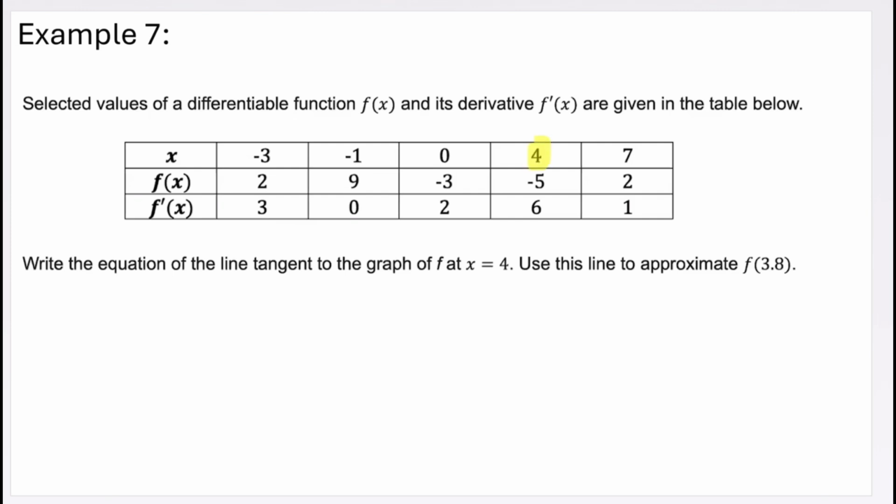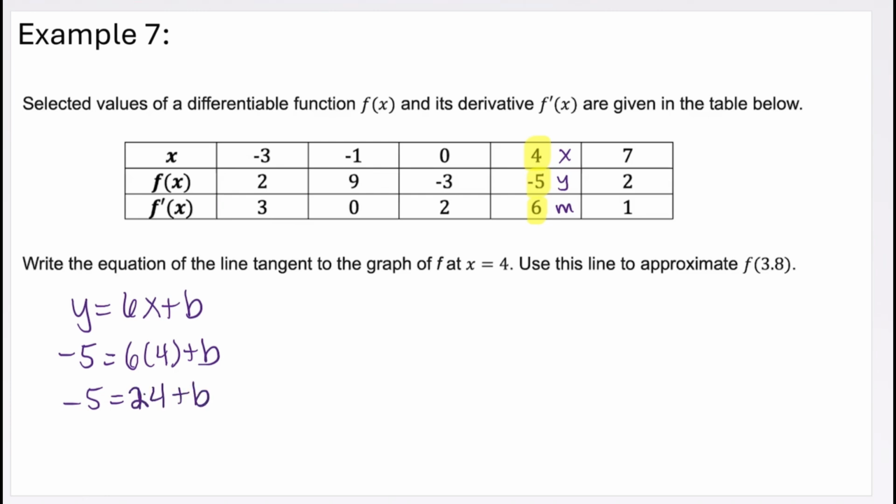At 4, our output, our y is -5. And our slope is going to be 6. So this is our x, this is our y, this is our slope. So we're going to go ahead and write our equation. So I'm going to have y equals 6x plus b. My y is -5. My x is 4. So -5 equals 24 plus b. And then if I move that to the other side, I'll get -29 equals b. So b equals -29. So my equation of my tangent line is 6x minus 29.